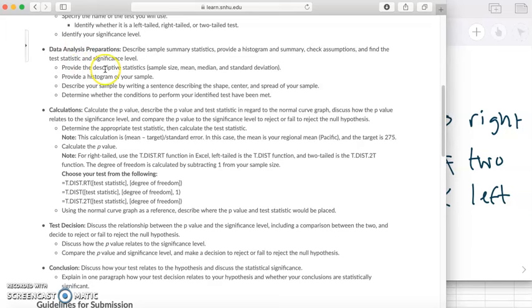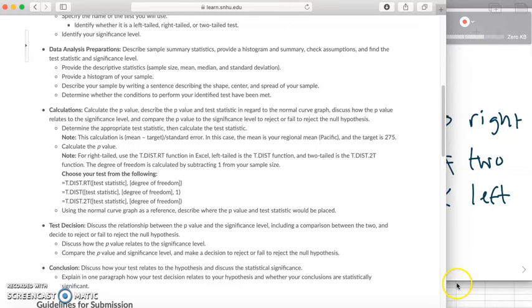So we need to provide the descriptive statistics, we need to provide a histogram, and we need to describe your sample. This is another important thing that people leave out. Describe your sample by writing a sentence describing the shape, center, and spread of your sample. That means when we're looking at our histogram and descriptive statistics, what do we see? And then determine whether the conditions to perform your identified test have been met.